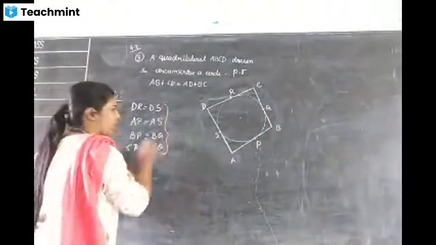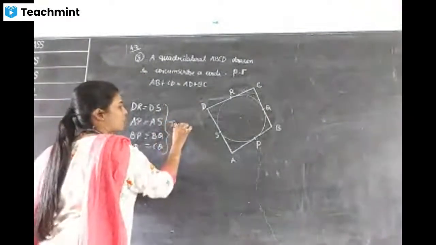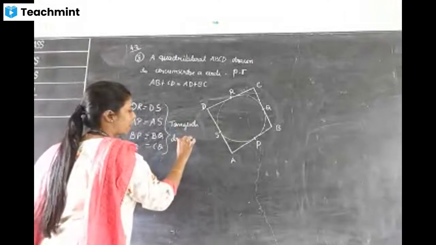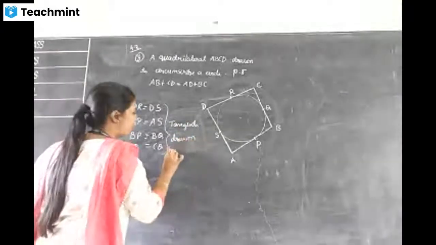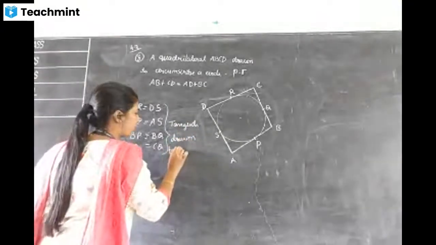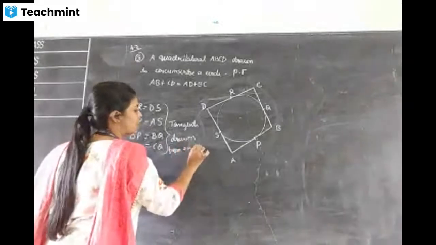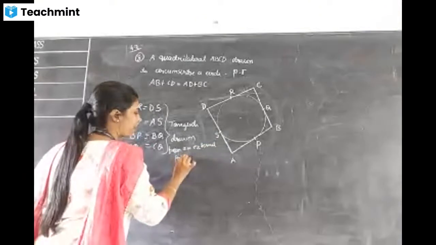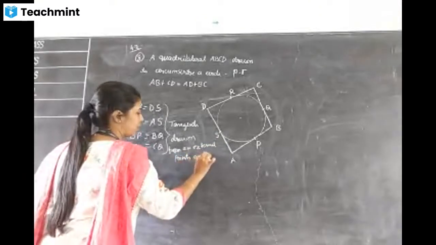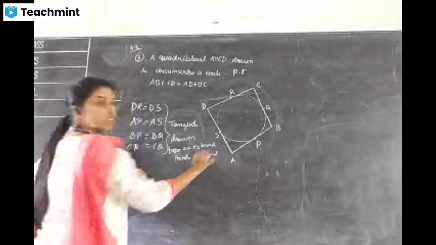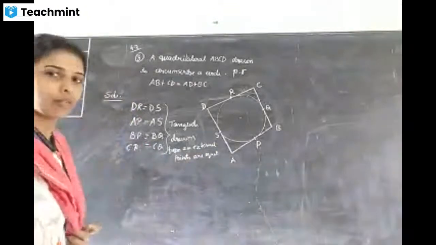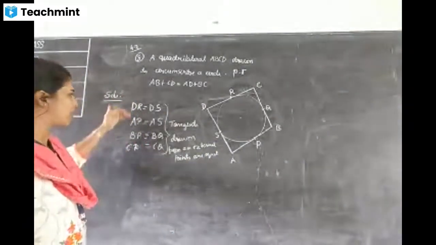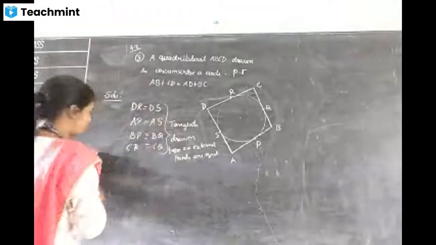The reason you must write: tangents drawn from an external point are equal. Tangents drawn from an external point are equal. Okay. Now what I have to do, I have to add all the things.